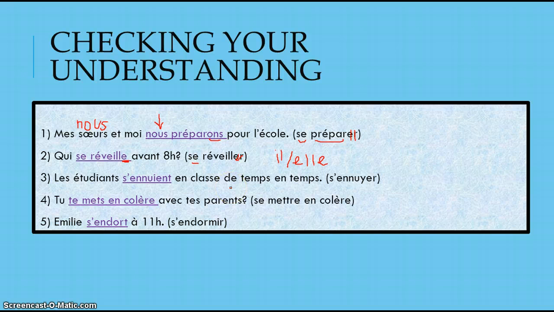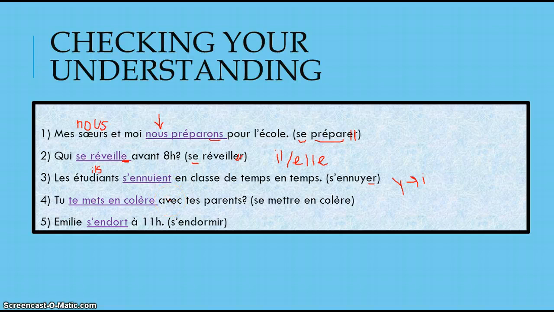S'ennuyer is a YER verb. It has the same ER endings. However, in the boot, remember your Y changes to an I. Okay? Les étudiants is the same thing as saying ils, plural. They, right? So the S apostrophe will stay the same. All we did was we took off our ER ending, added ENT, and we changed our Y to an I.